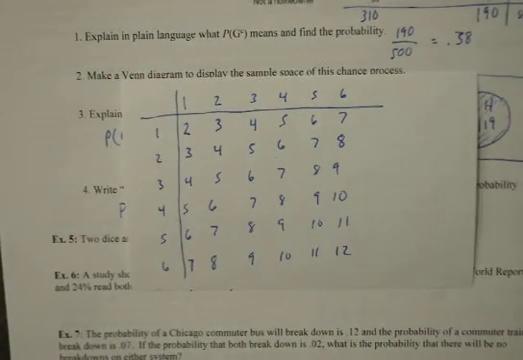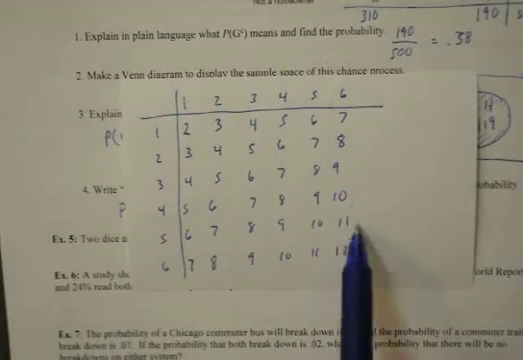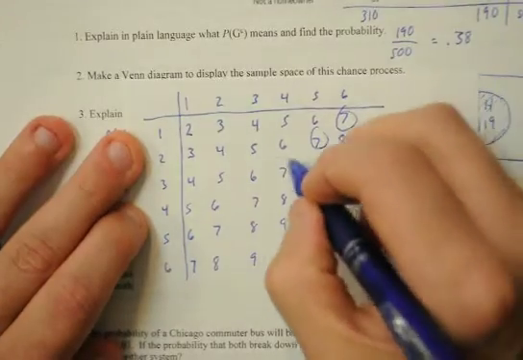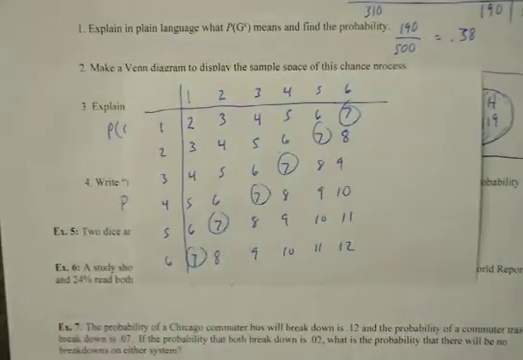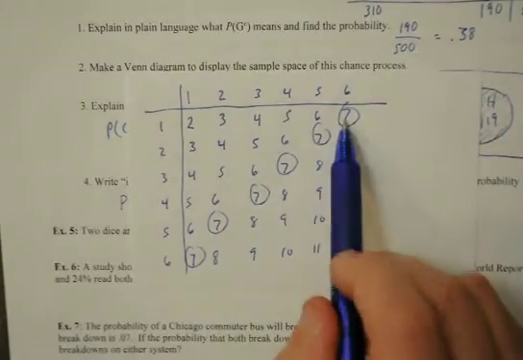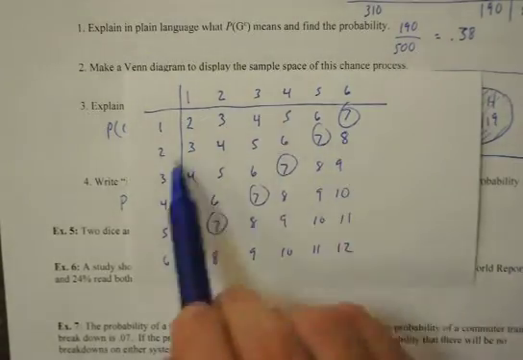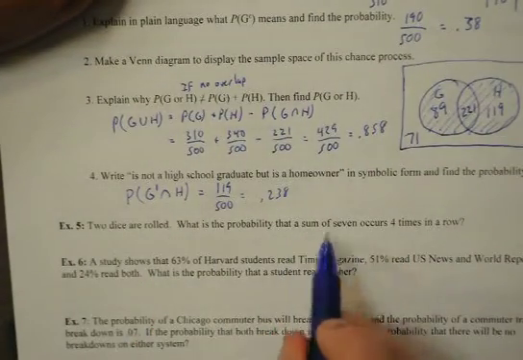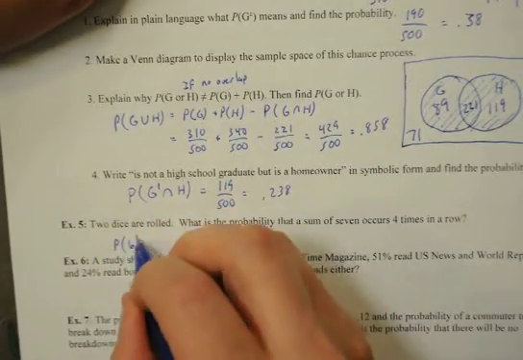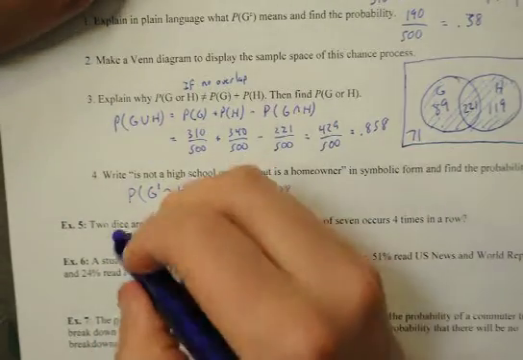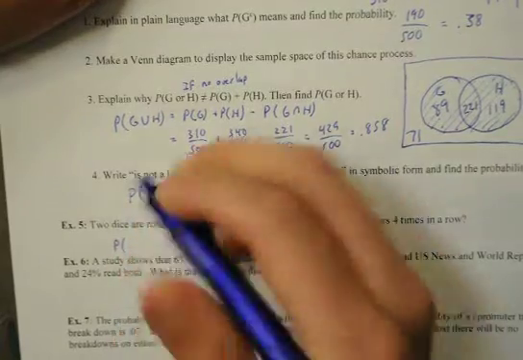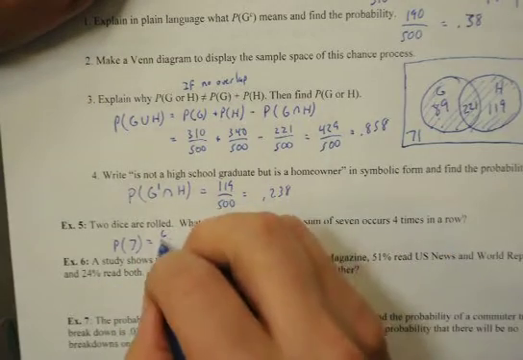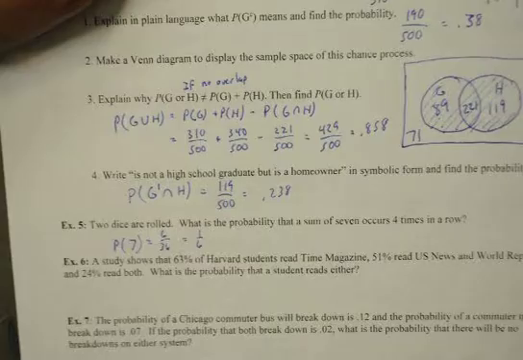Alright, so of all possible outcomes of sums, how many were 7s? 1, 2, 3, 4, 5, 6 out of 36 total outcomes. So 2 dice are rolled. What's the probability of a 7 sum? It is 6 out of 36, which is 1 out of 6.